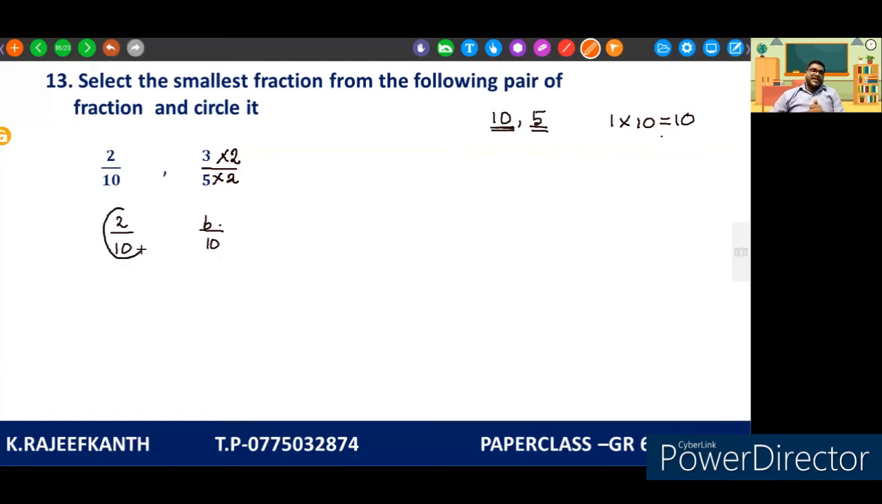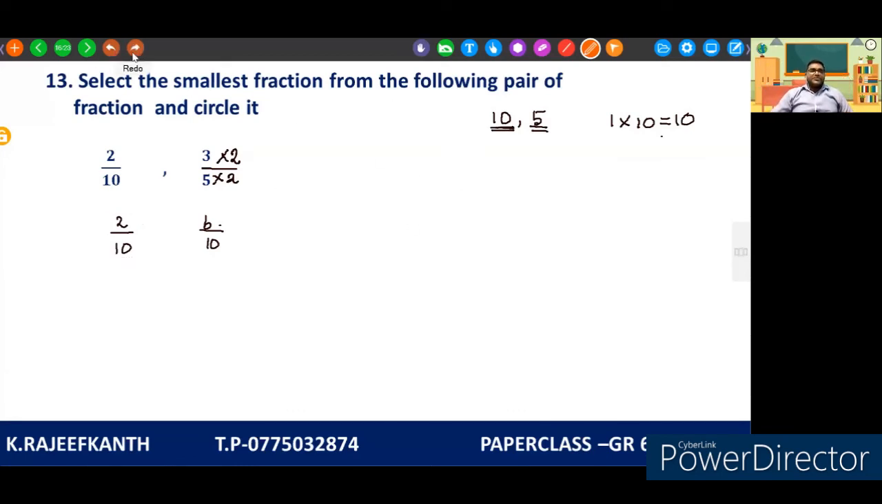So we have to circle 2 over 10, right? Here 2 over 10 and 6 over 10. If we compare these two fractions, the denominators are the same, but 2 is less than 6. So we have to circle that fraction, 2/5.